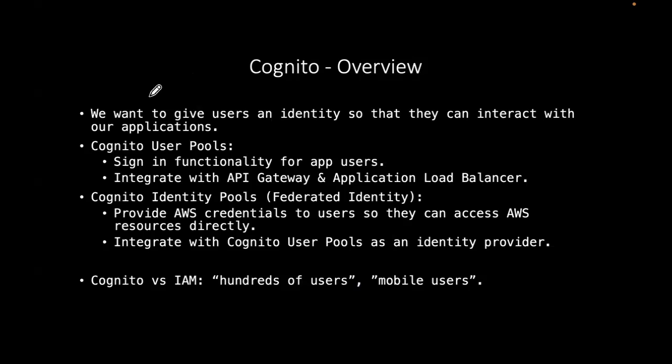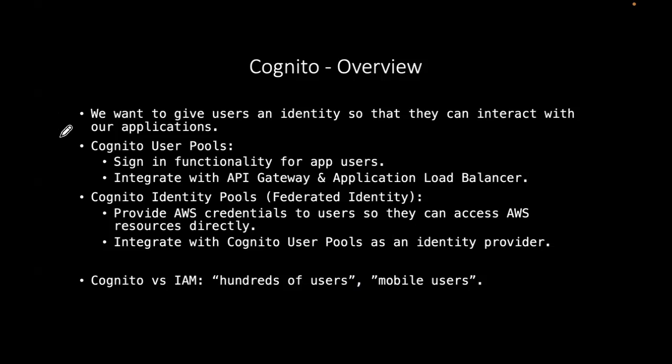So it's when we want to give users some sort of unique identity to allow them to access our applications. In this case, it's, well, it's typically web API based applications, although it doesn't have to be that. That is the context in which we will look at this Cognito service.